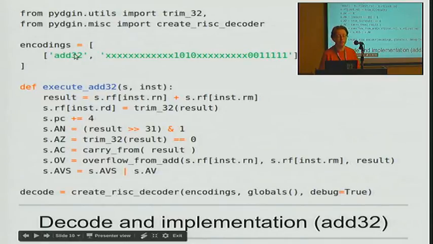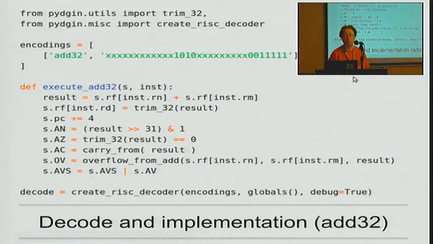In this case, I've just left in, for the sake of brevity, one instruction. This is the 32-bit add instruction, and this says what a 32-bit add instruction looks like. Every 32-bit add instruction has these particular zeros and ones, and then the rest of the bits, the x's, we don't care about. The operands will be in the x's somewhere, but it's up to the function that executes this instruction to find those out.